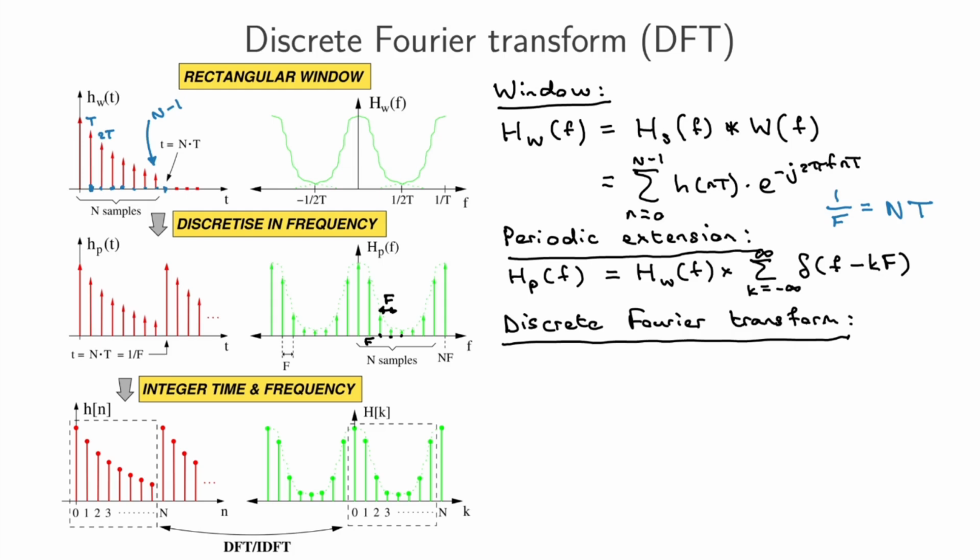Okay, we're now at the Fourier transform. Yippee! Sorry, we're now at the discrete Fourier transform. So what do we want in the discrete Fourier transform?